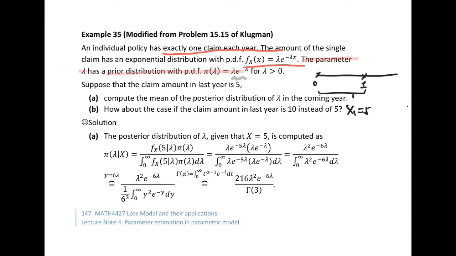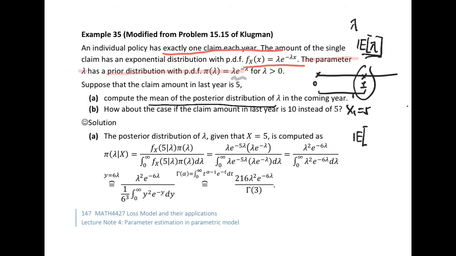What I want you to do in this example is, given this data, I can try to update the distribution of lambda. But this time, I want you to figure out the expected value of lambda, I mean the average value of this parameter. So we want to compute the mean of this posterior distribution in the coming year, which is something like this.